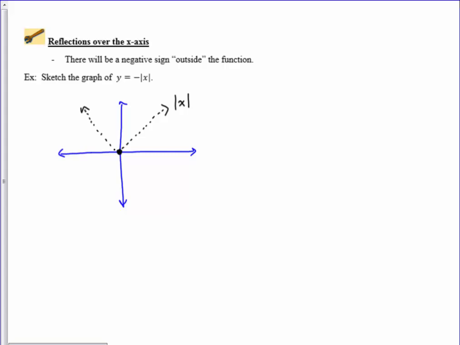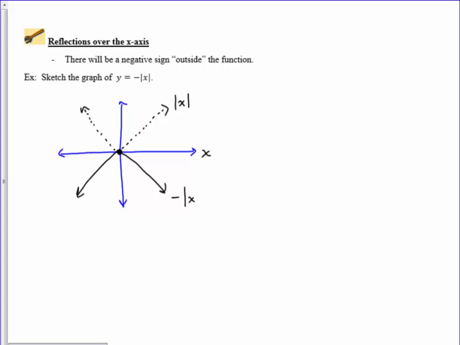Well, if we put a negative in front of the absolute value, we take the same basic shape and flip it over the x-axis. And so the graph of y equals negative absolute value of x would look like this.